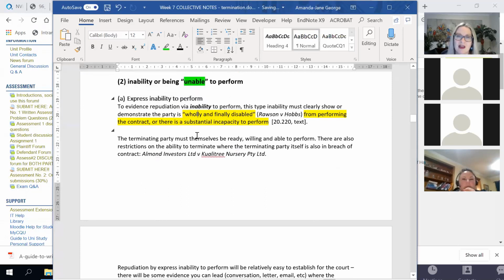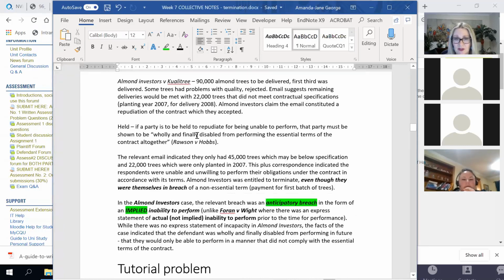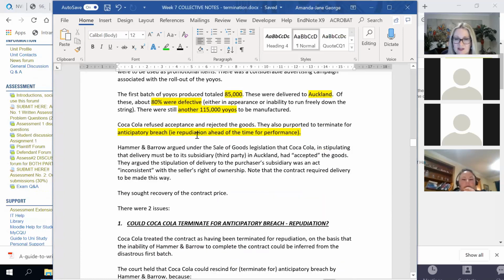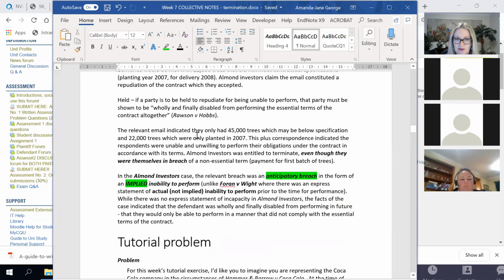Oh, before I move on to that, I'm sure that this is in the lectures. Would you want to just keep on discussing this stuff? Or would you like to go on to have a quick discussion on Hammer and Barrow?